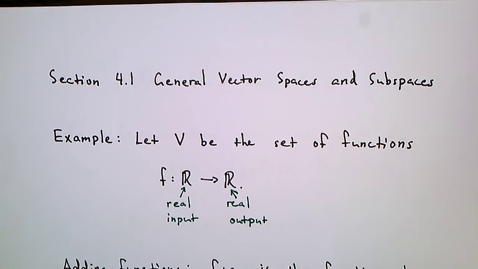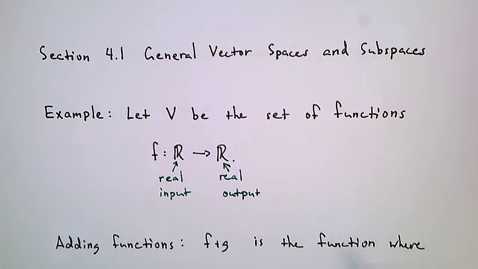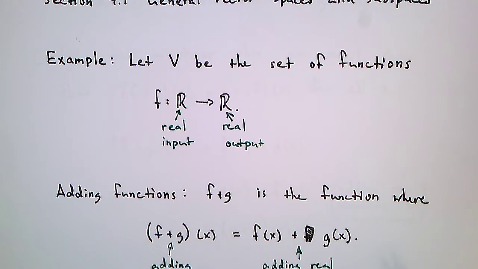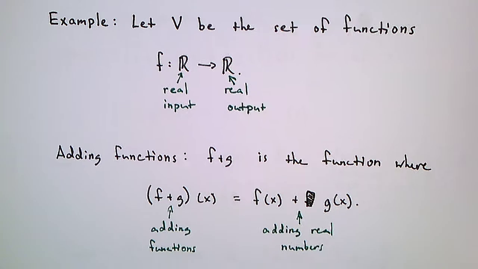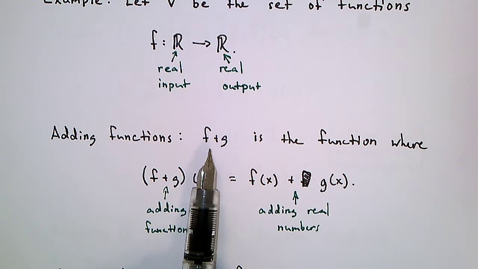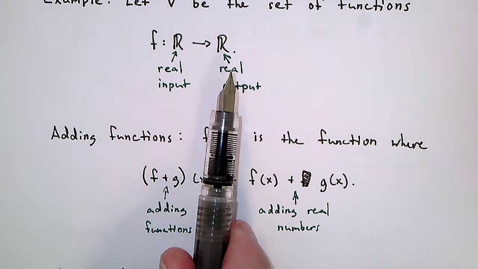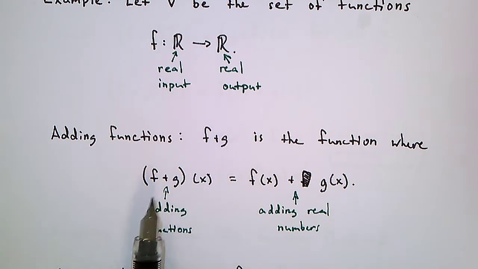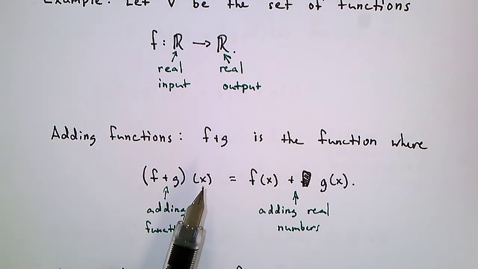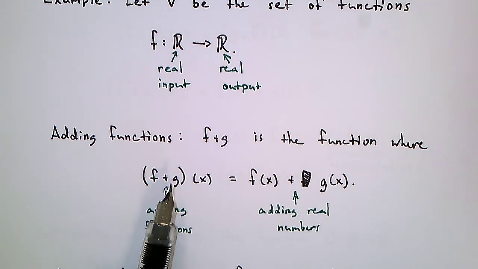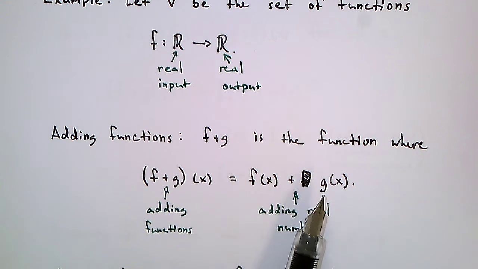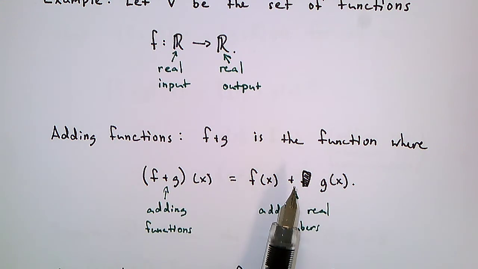But before we can get to proving properties, we have to be clear about what we mean by adding functions and multiplying functions by scalars. Here's my definition for adding functions. If I have two functions, f and g, from the real numbers to the real numbers, then f plus g is this new function given by this formula. When I plug in a number x into the new function f plus g, what I do is I plug into each function separately, f of x and g of x, and then add those two together.